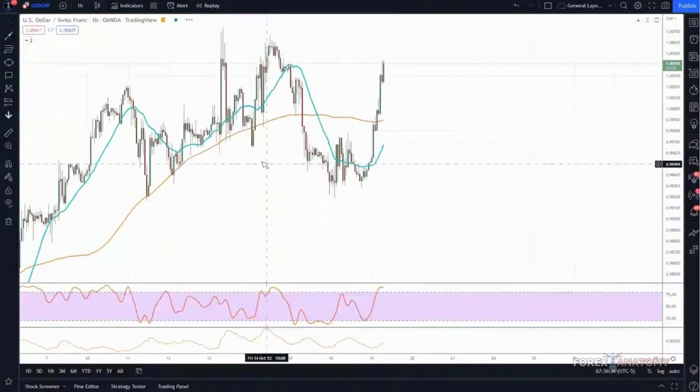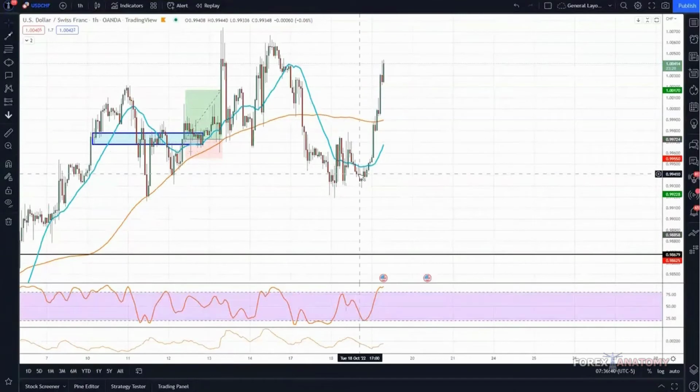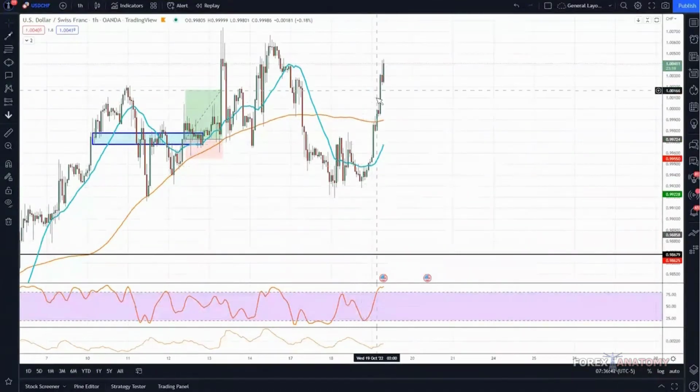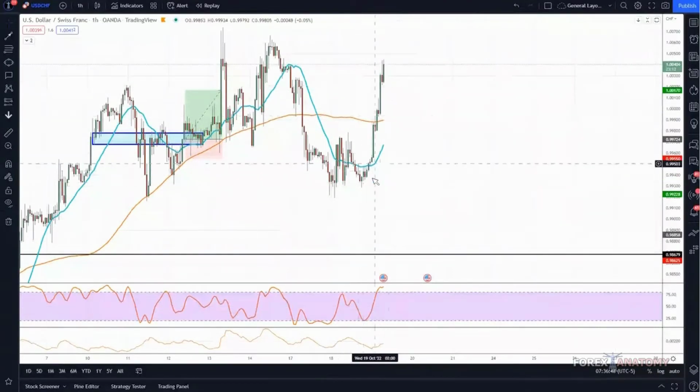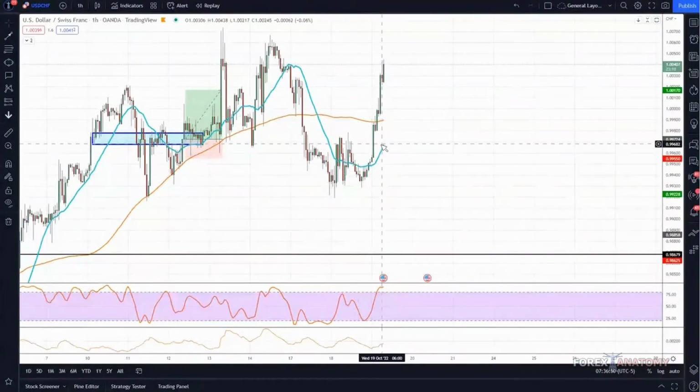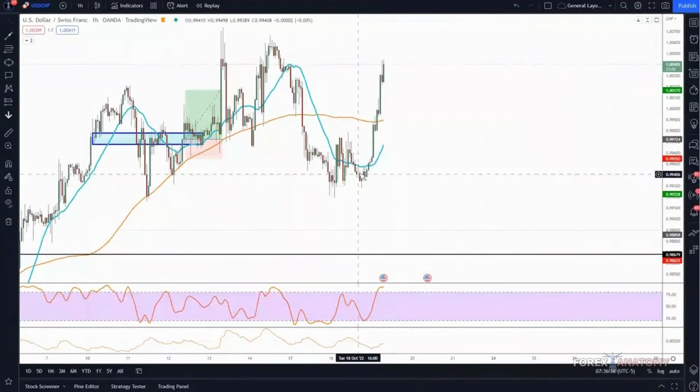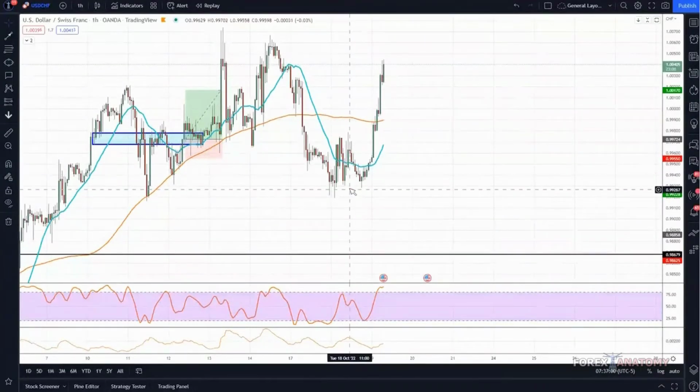US dollar Swiss franc. Okay, so for this one, we see price expanding to the upside. Remember, we're bullish on this particular pair, mainly due to US dollar strength. But the Swiss franc has been weakening as well. I believe it's one of the weaker currencies for this morning. And what we want to do is wait for a correction in price.